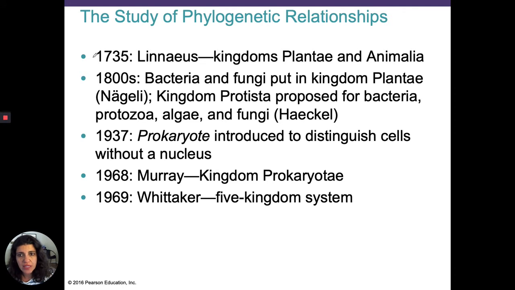So we start with Linnaeus in 1739. That was the beginning of it, when he divided all the organisms into only two kingdoms, which were Plantae and Animalia. And then later, other scientists found out that bacteria and fungi should not be put in the Plantae, and then they created another kingdom that is called Protista that we're going to talk about. And then in 37, the prokaryotes were introduced to distinguish cells that did not have a nucleus. So they were different from the eukaryotes.